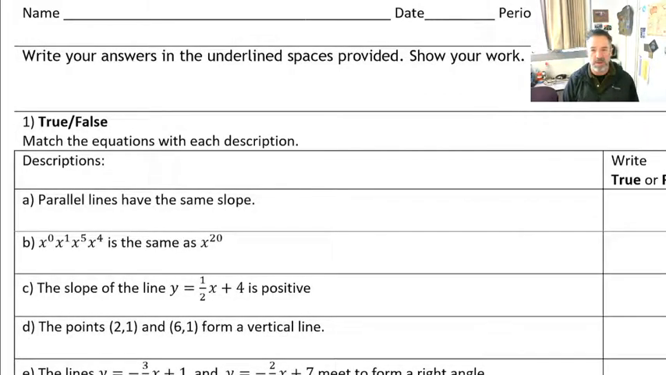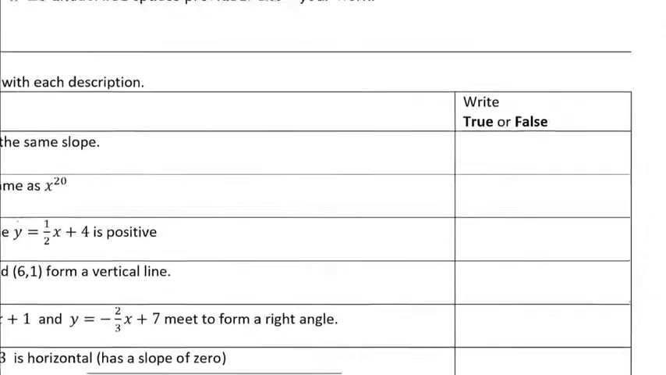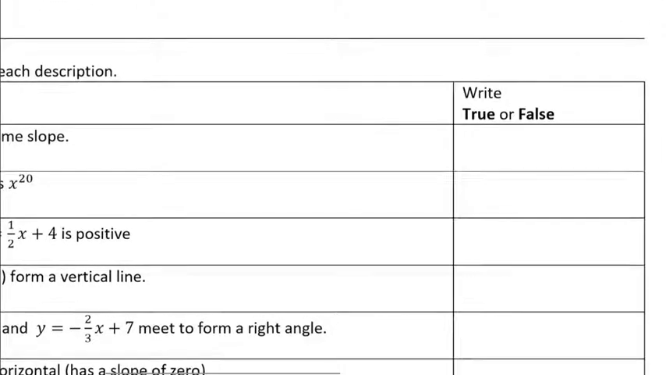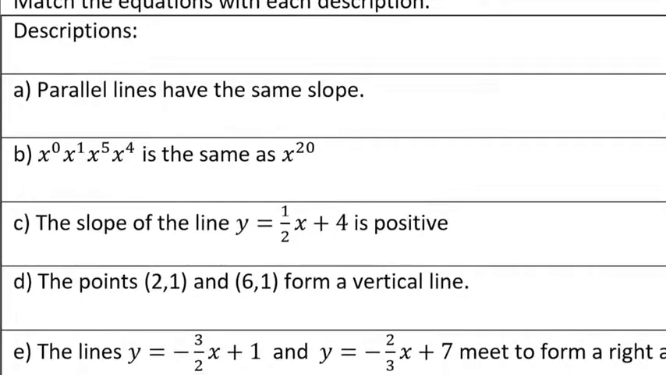We're going to go through the Chapter 6 study guide, starting with question number 1. The first set of questions are true, false, and you're asked to write the word true or false in this column for each of the following expressions or types of expressions.